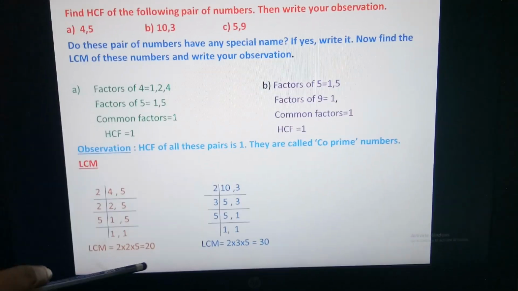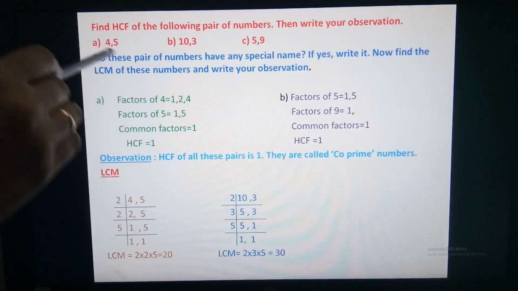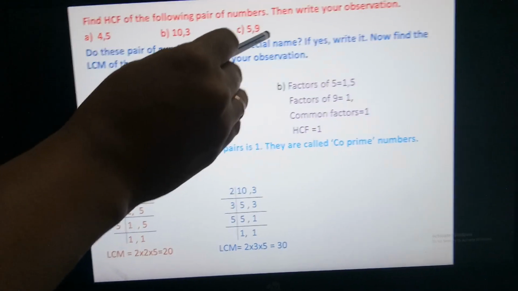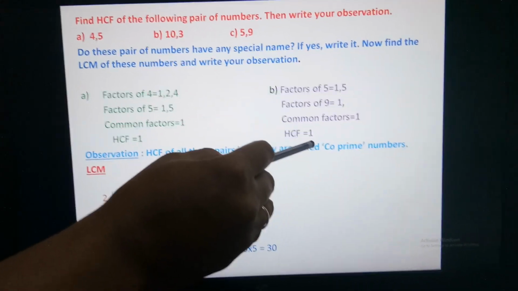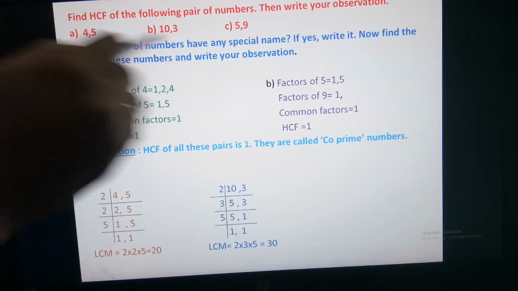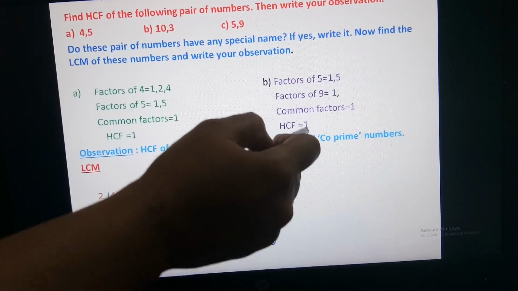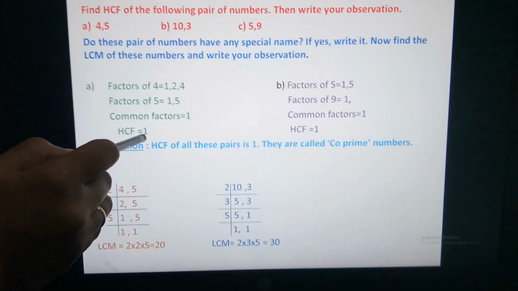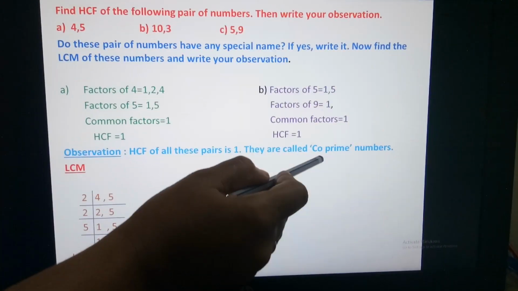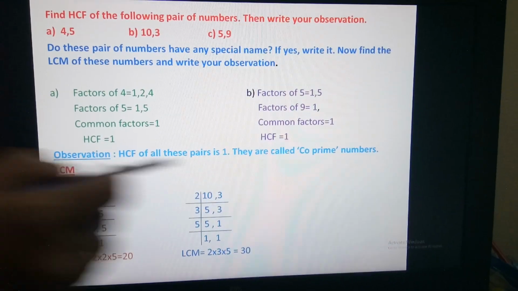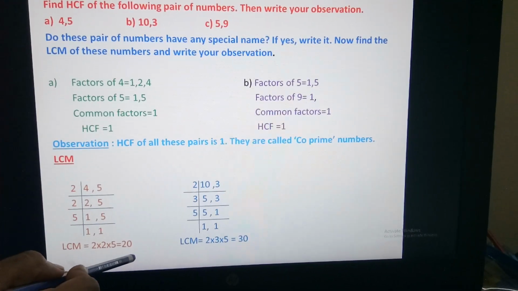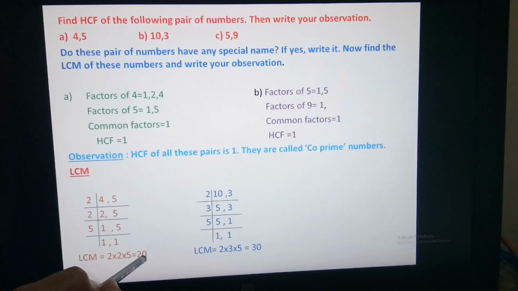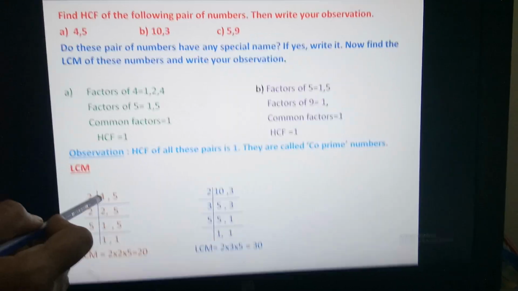Again, one more time I am explaining this sum. Listen, first we got all the factors of 4 and 5 and we got HCF 1. And we got all the factors of 5 and 9, HCF is equal to 1. Now, these two pairs got HCF as 1. And if any pair of numbers has HCF 1, it means that pair of numbers is known as co-prime numbers. If you find the LCM of co-prime numbers, it is equal to their product. The LCM of co-prime numbers is always equal to their product.